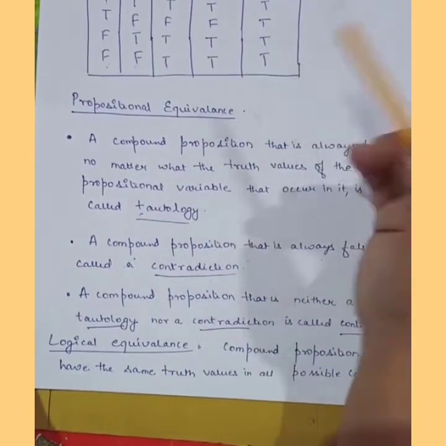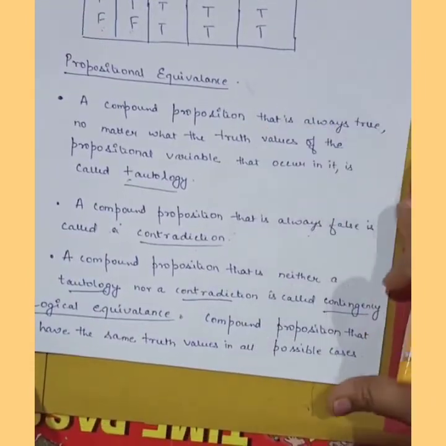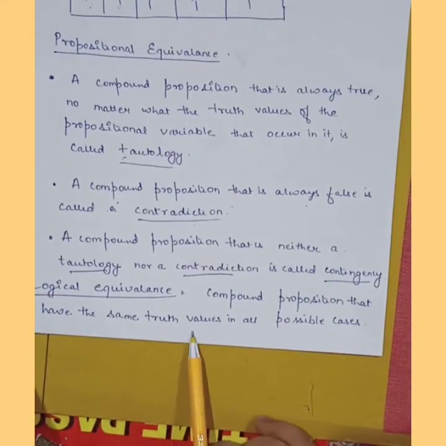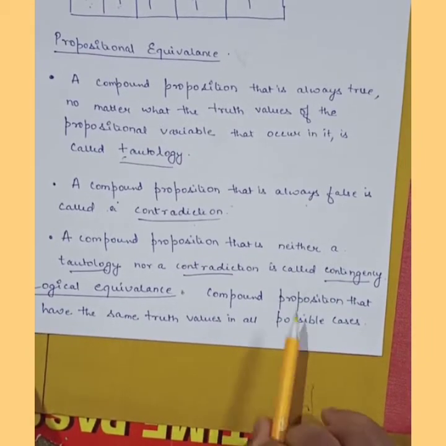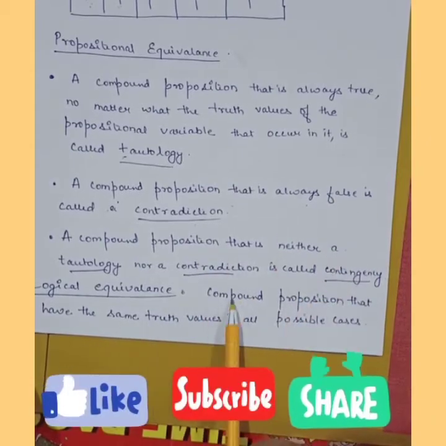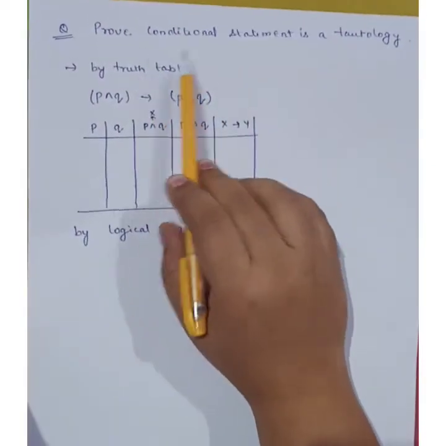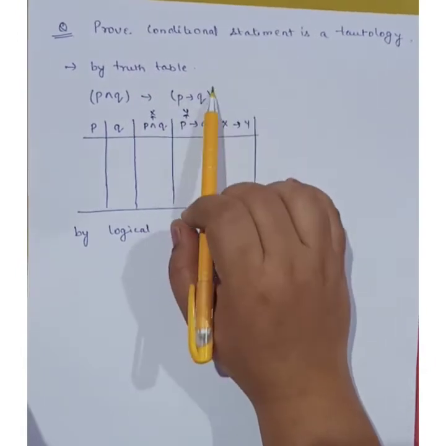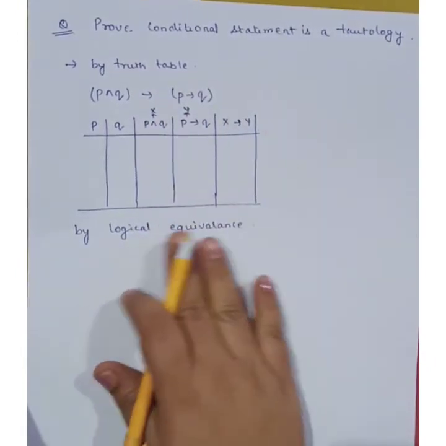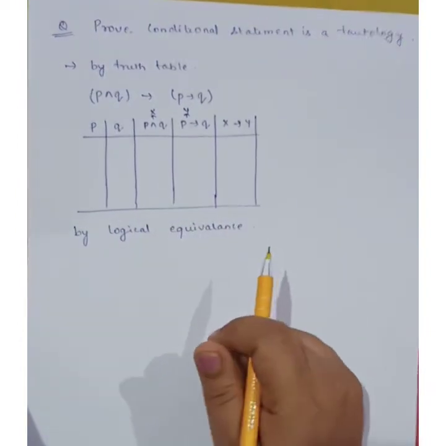Now we will have the next topic, that is logical equivalence. Logical equivalence means compound propositions that have the same truth value in all possible cases. It means we have two propositions P and Q and we have to prove this. So now we have a numerical. We have to prove the conditional statement is a tautology by a truth table and by logical equivalence. First we will solve by a truth table, then by logical equivalence.